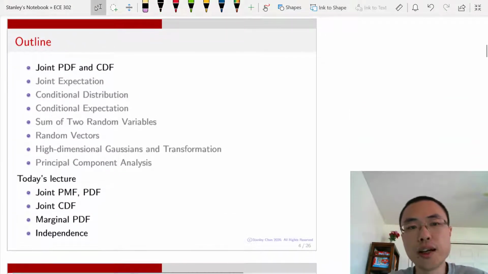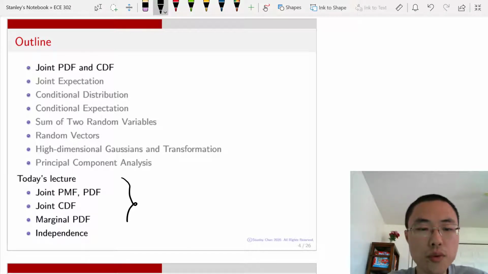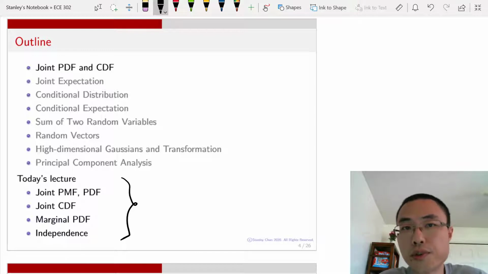Here is the outline of this chapter, and in particular of today's lecture. We're in the beginning of chapter 5. We want to talk about joint PDFs and CDFs. Later on, we will talk about expectations, conditional distributions, and so on. For today's lecture, I want to focus on the basic principles of joint PDF, CDF, PMF, and all sorts of things that are around that topic.